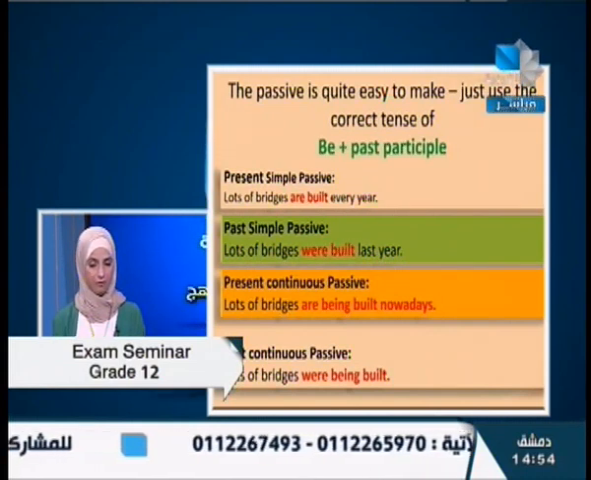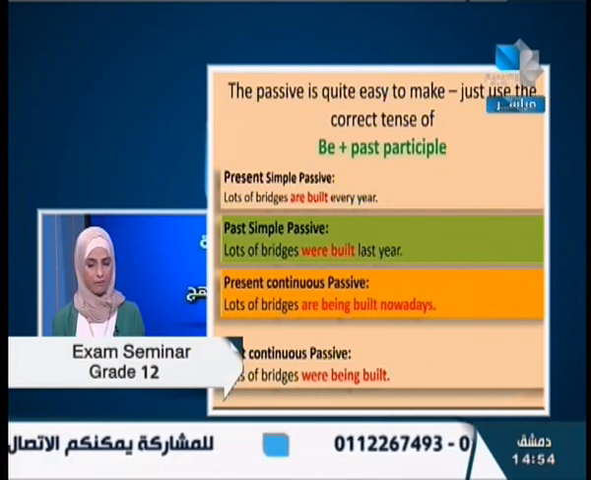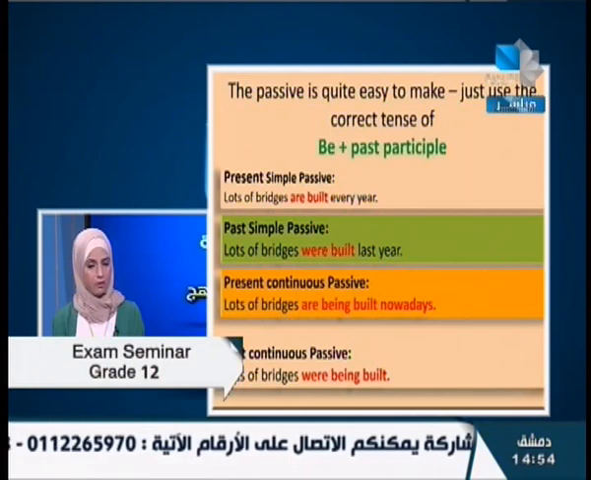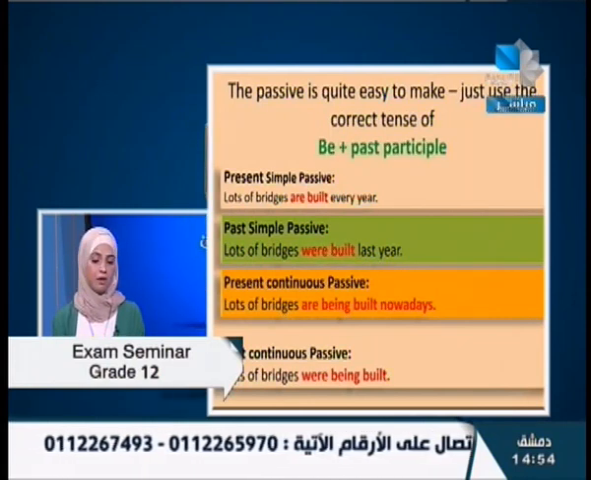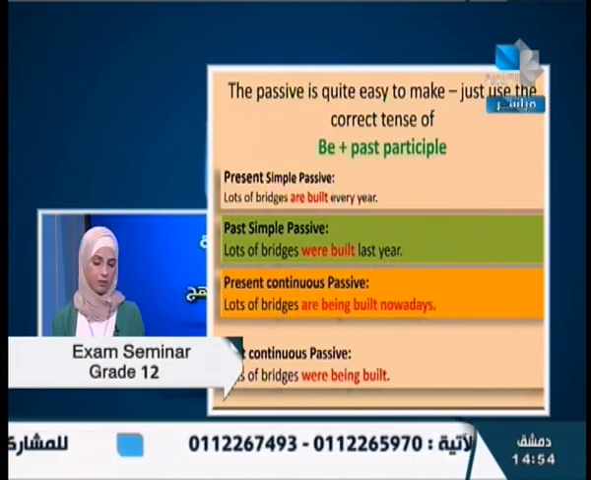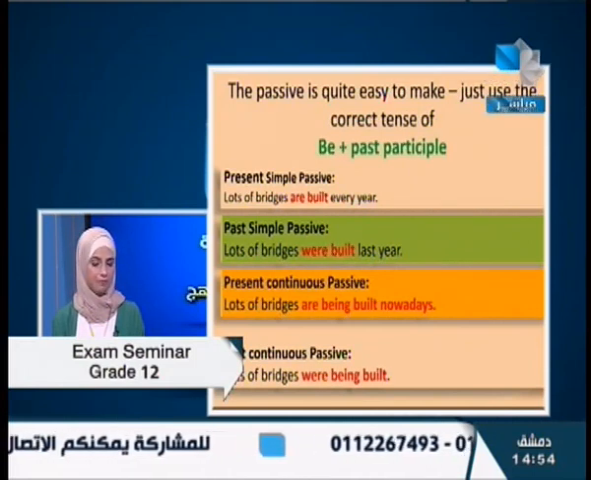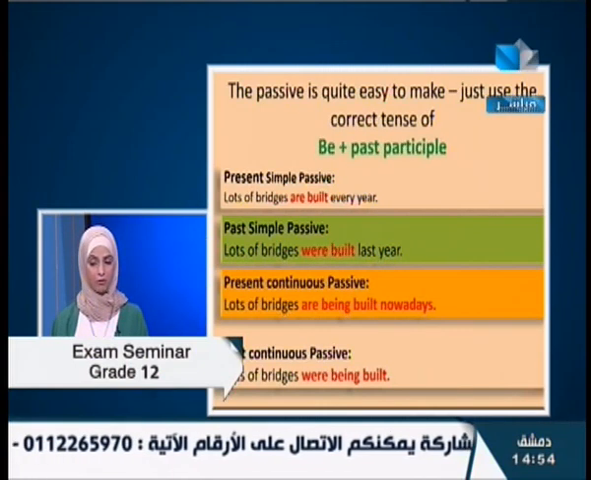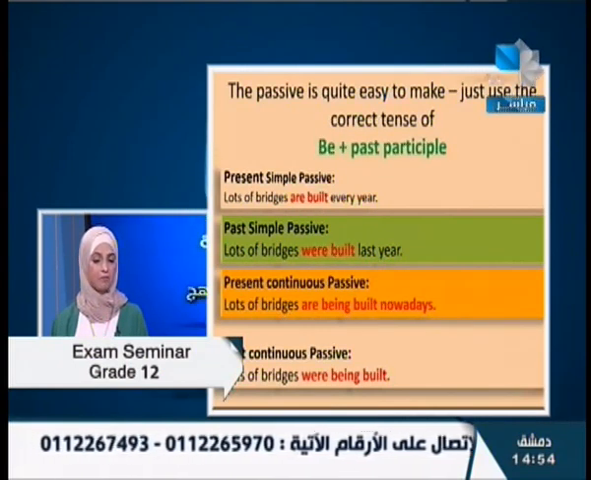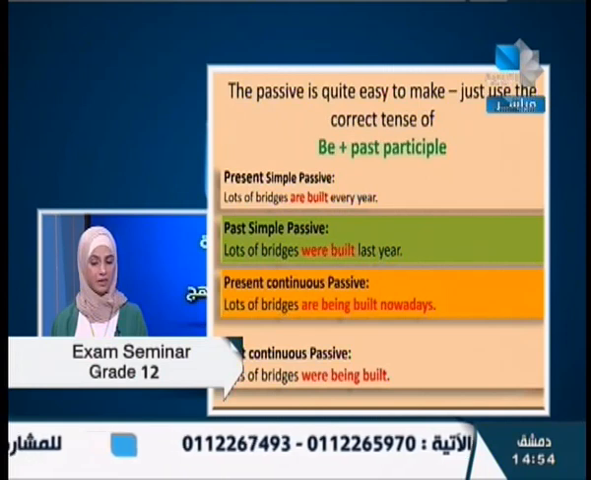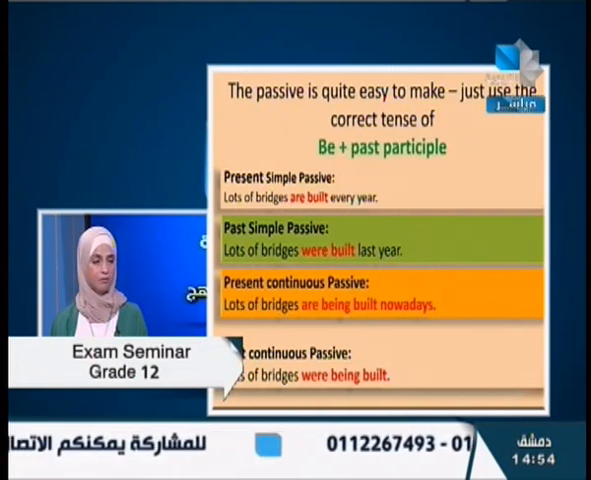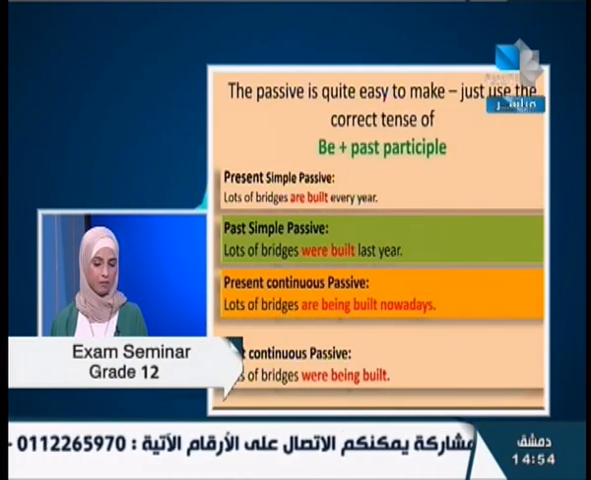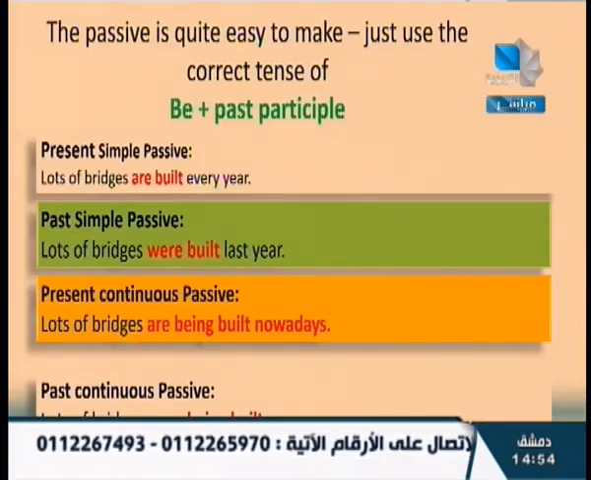Past simple passive, in this tense, the auxiliary verb be is used in the past tense, I mean was or were, followed by the past participle of the main verb. For example, lots of bridges were built last year. In present continuous passive form, the auxiliary verb be is used in the present tense, followed by being and the past participle of the main verb. For example, lots of bridges are being built nowadays.